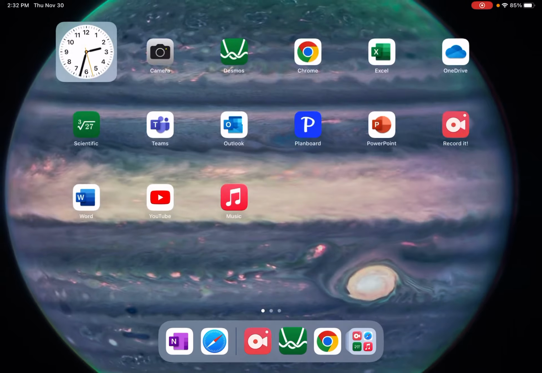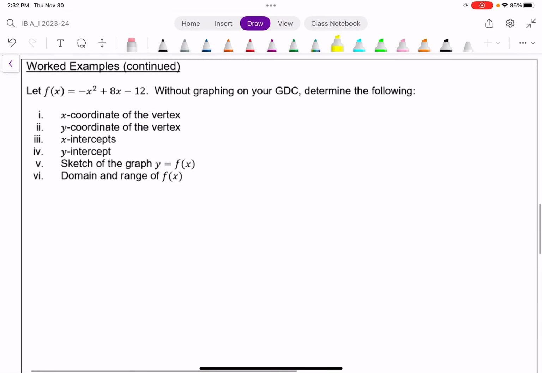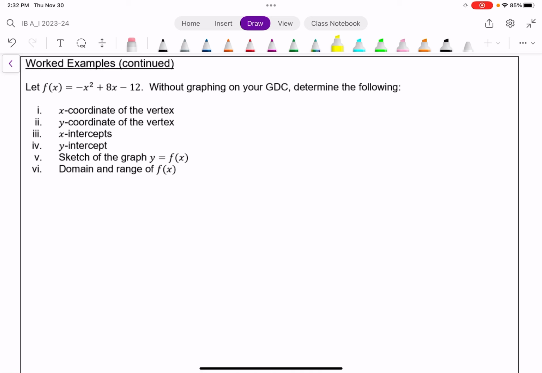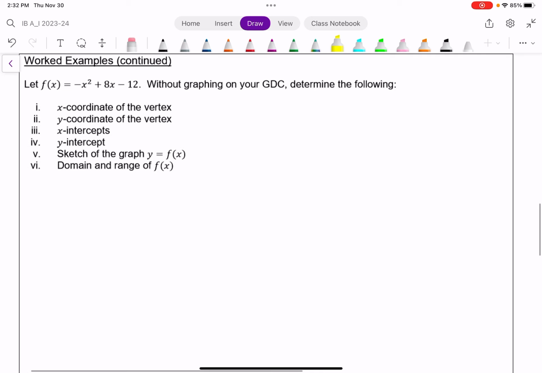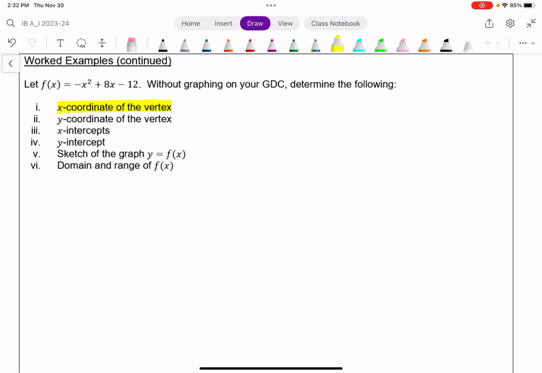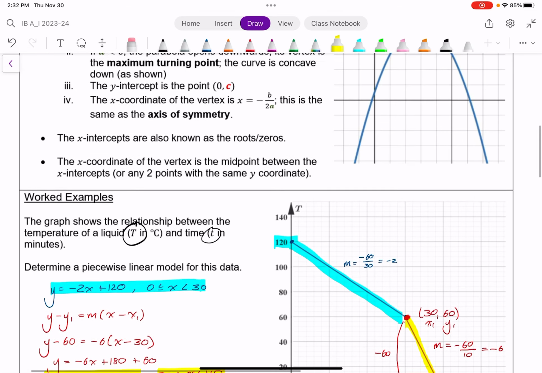All right, so the rest of this, I want to talk about quadratic functions. And without a graphing display calculator, I want to determine all these points here. And first, the x-coordinate of the vertex. So maybe let's do a quick little review of quadratic functions.